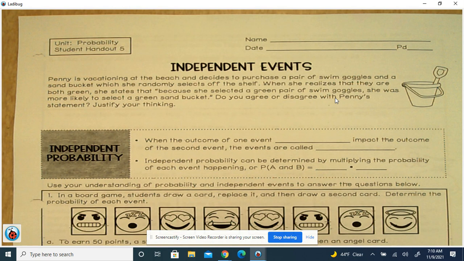Penny is vacationing at the beach and decides to purchase a pair of swim goggles and a sand bucket, which she randomly selects off the shelf, where she realizes that they're both green. She states that because she selected a green pair of swim goggles, she was more likely to select a green sand bucket. Do you agree or disagree with Penny's statement? Justify your thinking.